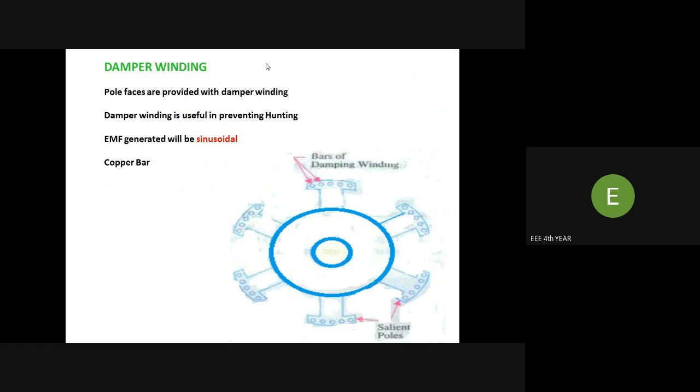Here in the rotor construction, there is an unequal air gap and also a mechanically weak construction. So to arrest the hunting effect or oscillation of the rotor, we provide the damper winding. The damper winding is nothing but copper bars of the winding, short circuited with the end rings. It is mounted on the pole faces, each pole face.